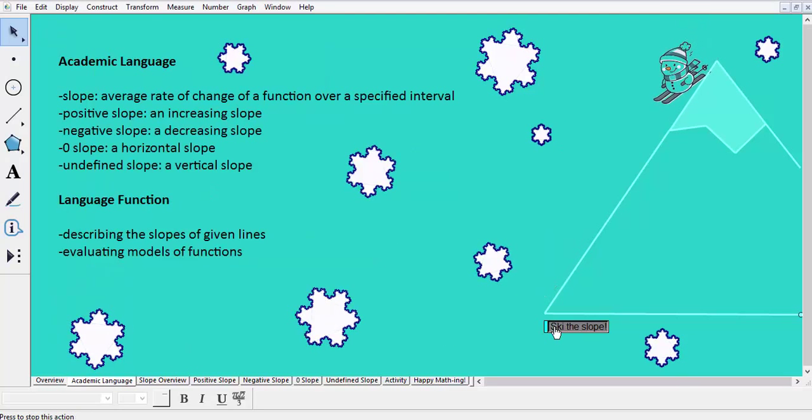The academic language of this lesson includes slope, positive slope, negative slope, zero slope, and undefined slope. We will use these words to describe the slopes of given lines and evaluate models of functions.